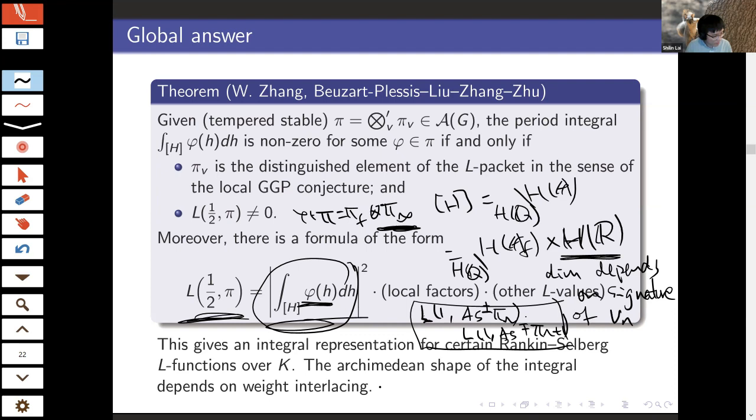Are there other questions before I move on to the arithmetic story? Yeah, so I don't quite understand what you mean by an integral representation. It is for the full L function, you're saying? Well, this is for the L value. But are you saying this theorem implies the existence of an integral representation, or does it? Yes, this is part of the theorem. It's part of the theorem, okay.